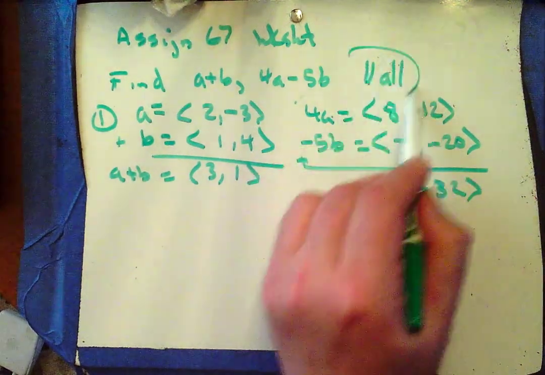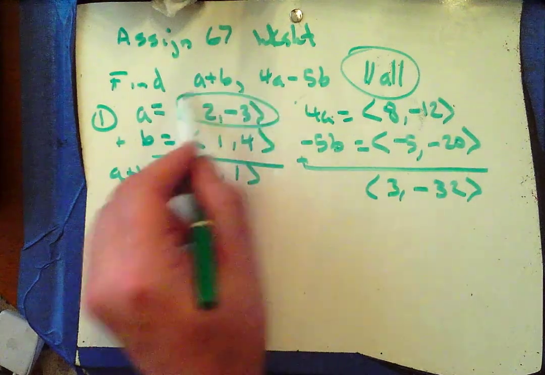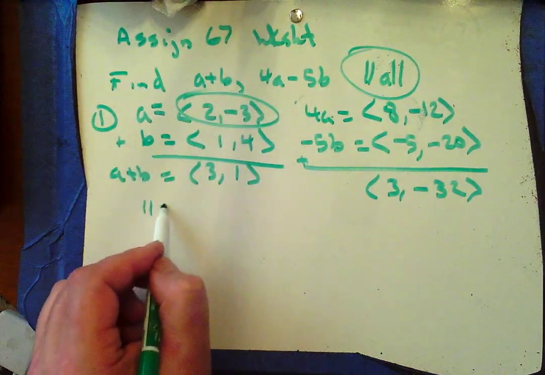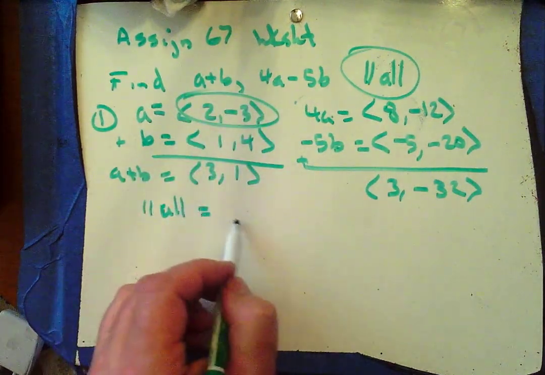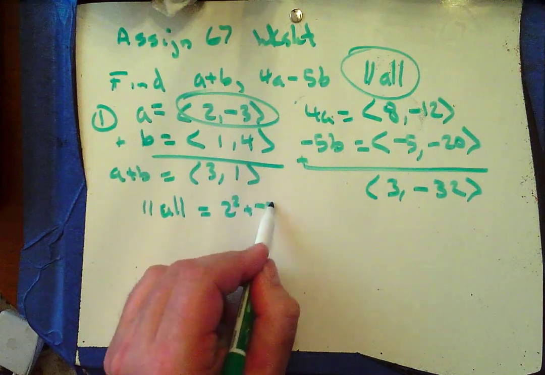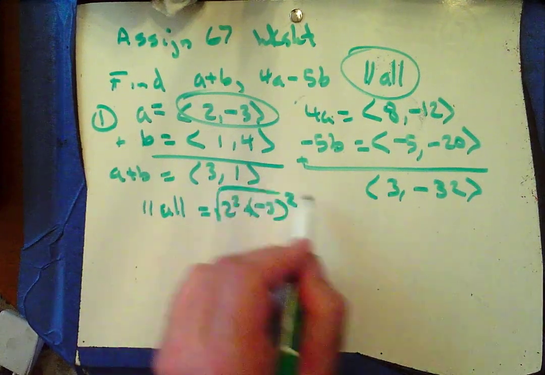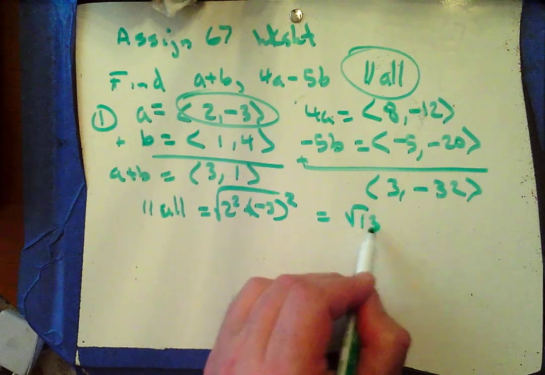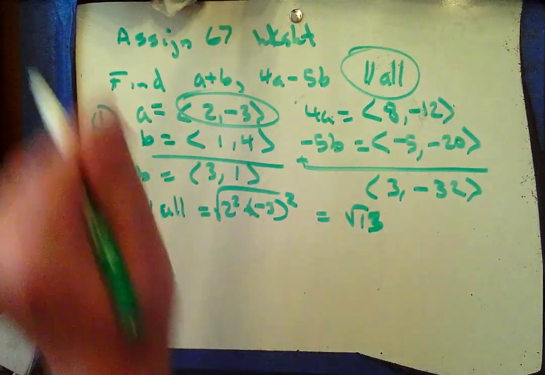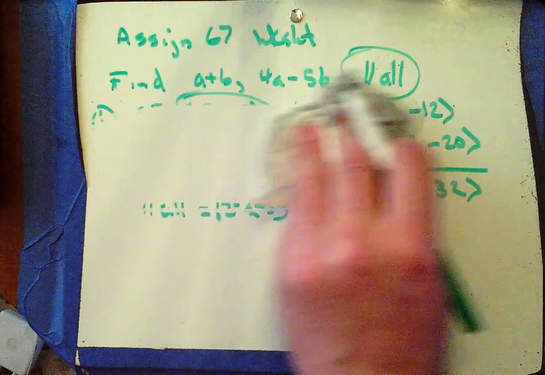And finally, we want the magnitude of a. Here's a. I'll use the Pythagorean theorem to find the magnitude of a. 2 squared plus negative 3 squared. Don't forget the square root. And you should get the square root of 13. Okay, that's problem number 1.